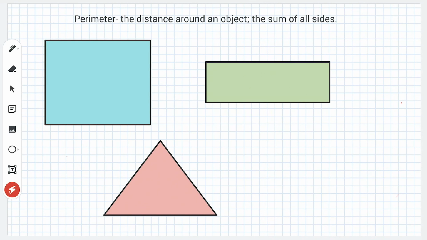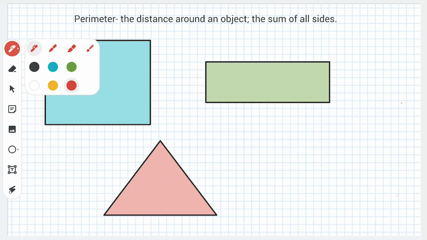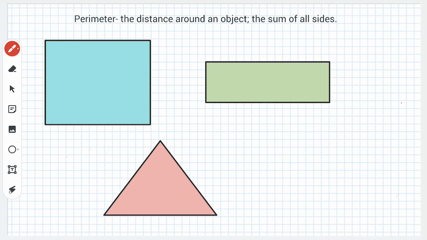Now let's take a look at this blue square. What do we know about sides of a square? That's right. The sides of a square are all equal. So side lengths are the same. So if I wanted to find the perimeter of this blue square and the length of each side was 12 feet, that means that all four sides measure 12 feet.